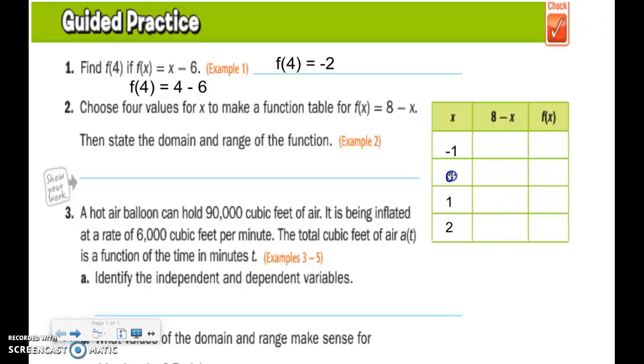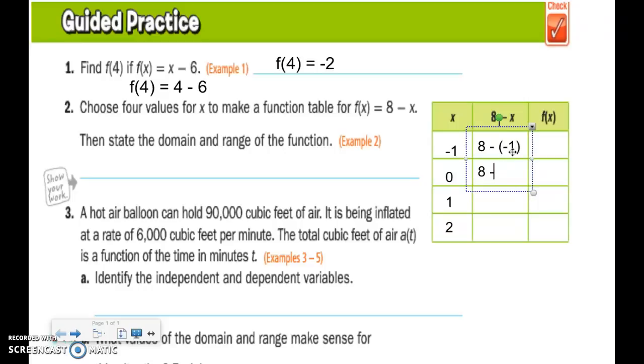So here's what my table should look like. I recommend -1, 0, 1, and 2. I'm going to rewrite the rule substituting in each of the values. Now this is going to look a little bit strange, and you have to keep in mind the integer rules. This right here hurts my brain to look at, 8 minus -1, so just understand that that's going to become 8 plus 1. My OCD can't handle subtracting negative numbers.